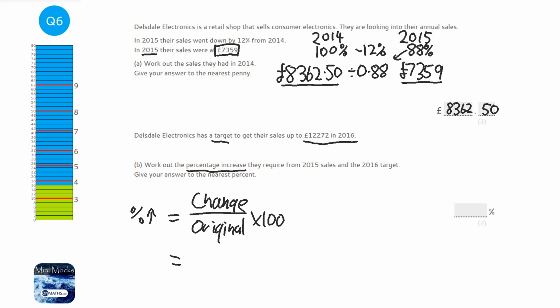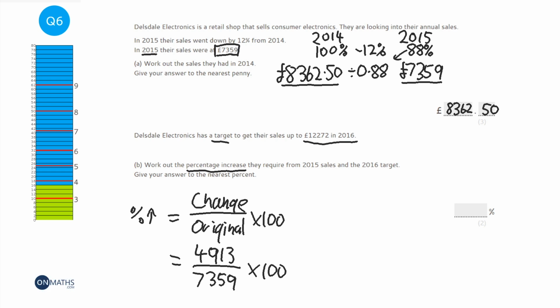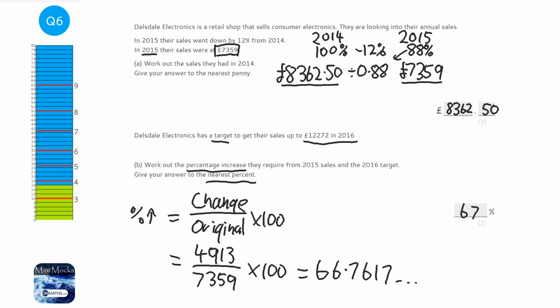7359. So they're looking for it to change by 4913. The original was at 7359. And we need to times by 100. So I'm going to divide that by 7359 times it by 100. And that gives me 66.7617 and so on. It says to the nearest percent, so that's going to be 67%.